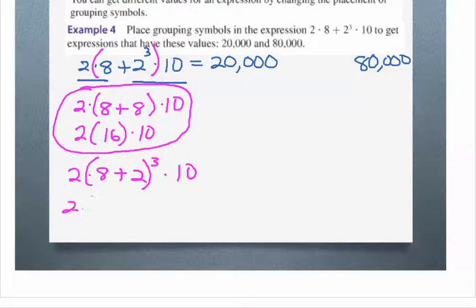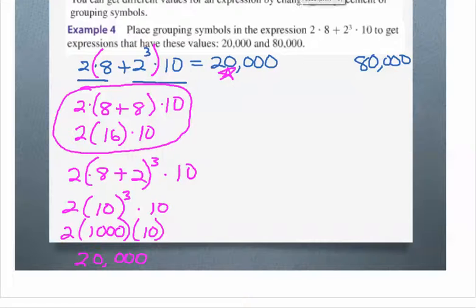So let's do 2 times 8 plus 2, which is 10, to the third, times 10. Well, 10 to the third power is just 1 with 3 zeros after it. So 2 times 1,000 is 2,000, times another 10 will add another 0, which will be 20,000. So we've gotten the first one that they wanted us to find. It takes a little trial and error.